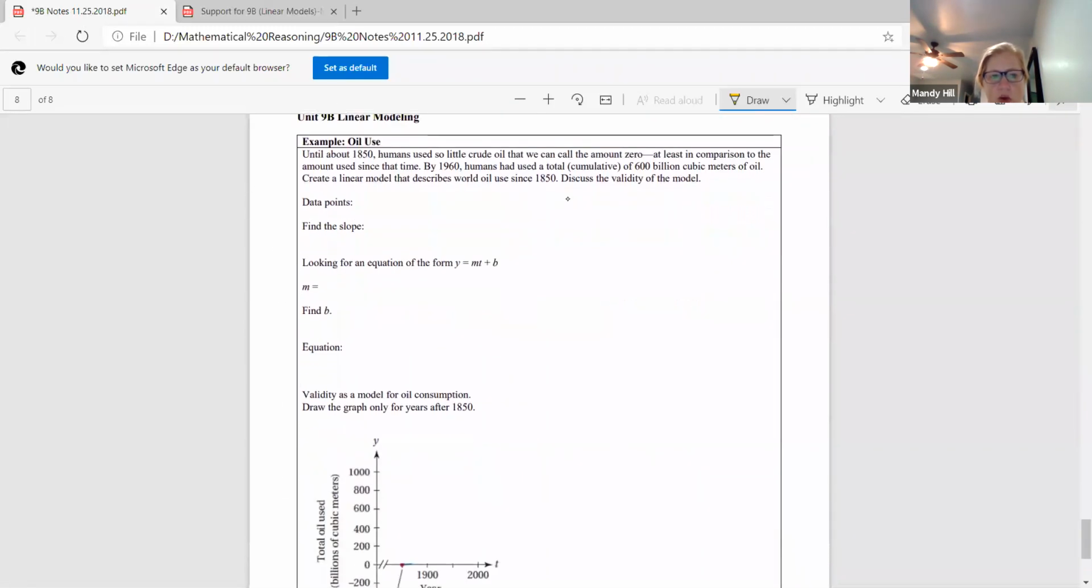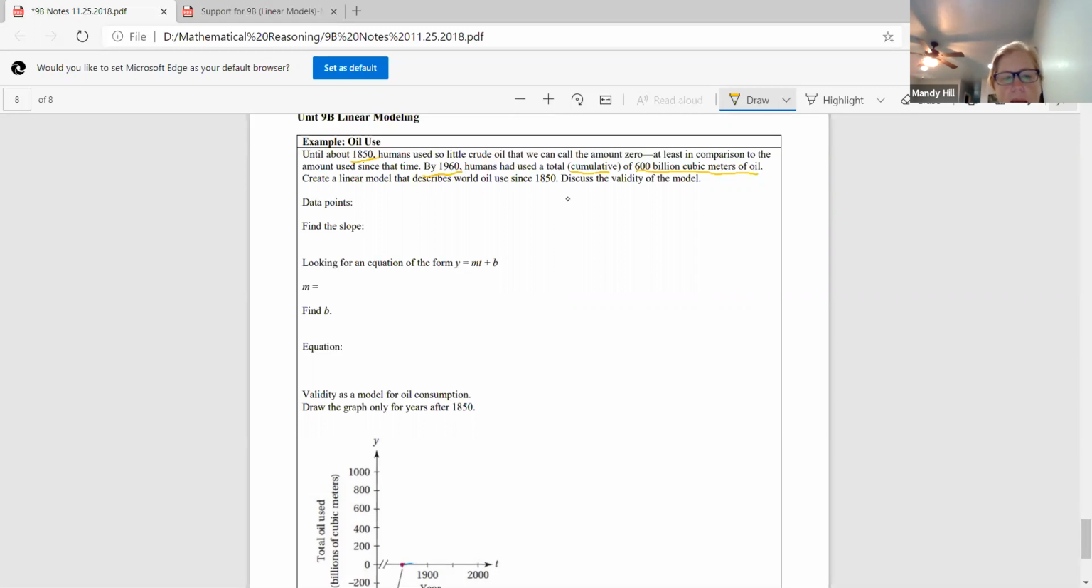Until 1850, humans used so little crude oil that we can call the amount zero, at least in comparison to the amount used since that time. So in 1850, we're basically using zero amount of crude oil. By 1960, humans had used a total cumulative of 600 billion cubic meters of oil. Create a linear model that describes world oil use since 1850 and discuss the validity of the model.